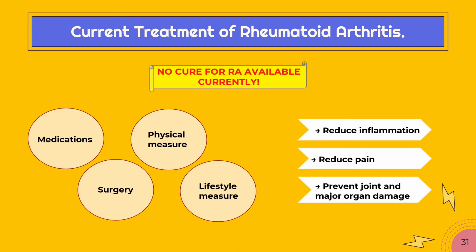Let's see the current treatments to manage rheumatoid arthritis. As we all know, unfortunately, there is no cure for rheumatoid arthritis available. However, the current treatments that are available, such as medications, surgery, physical measures, and also lifestyle measures, will help to reduce inflammation and pain, and also prevent joint and major organ damage.